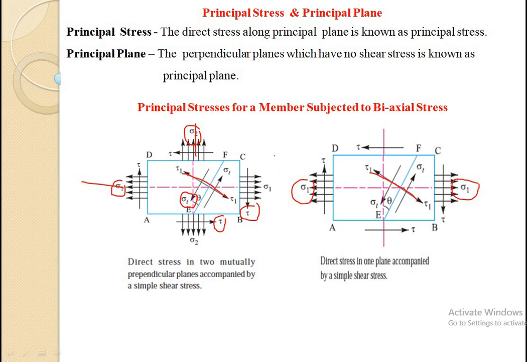According to definition, if any plane, say ABCD, or say EF or AC, on which there is no shear stress acting, then it is known as the principal plane. And if on a principal plane any direct stress is acting, then that direct stress is known as the principal stress. This is the concept of the principal stress and principal plane.